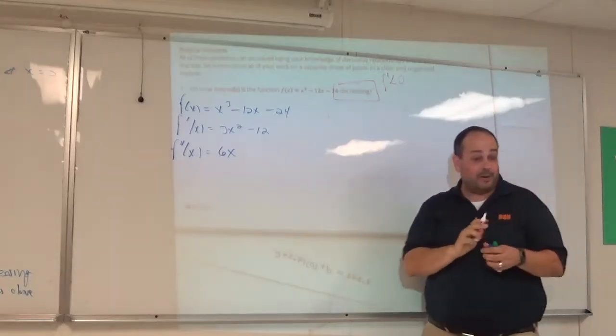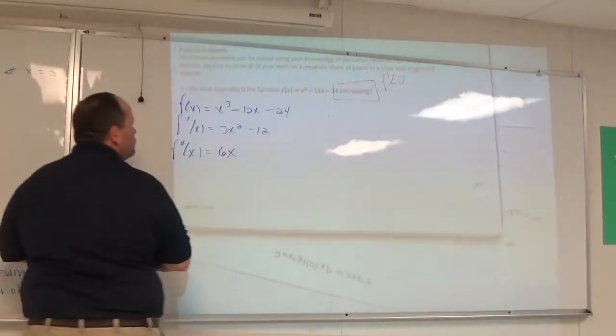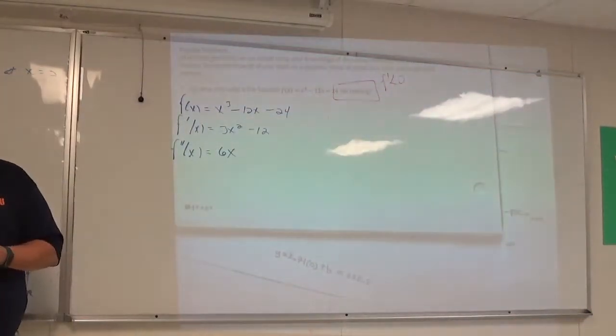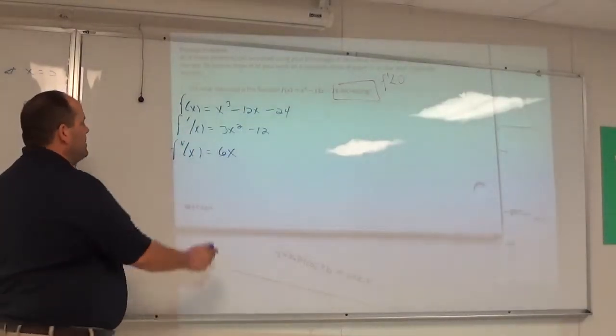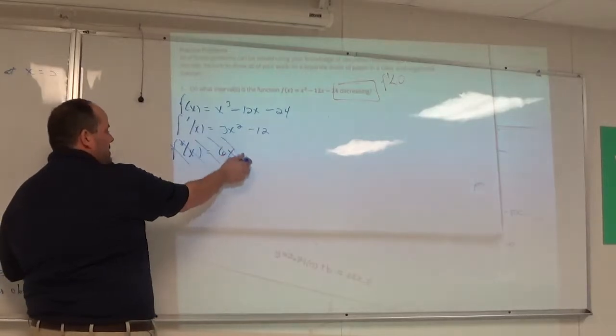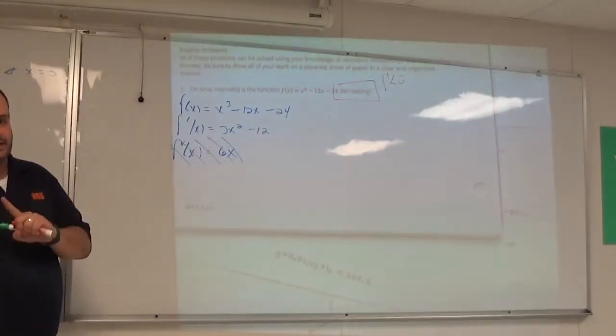If I'm going to use the number line test, it's because you're trying to compare to 0. You want to look at f prime, not f double prime. F double prime has nothing to do with the problem yet.